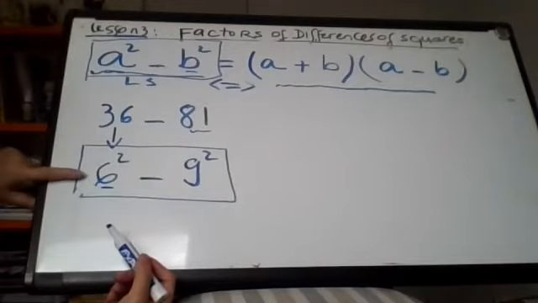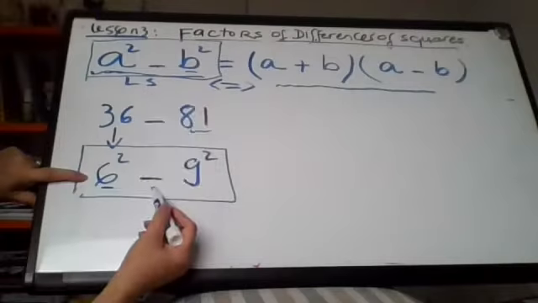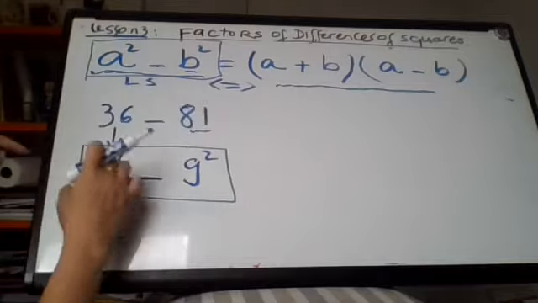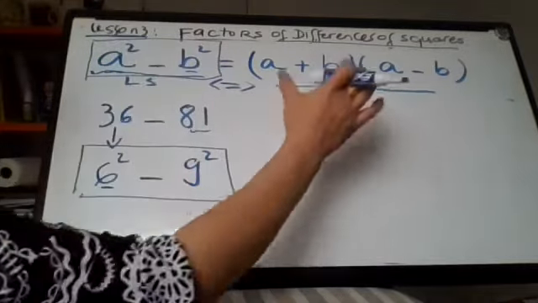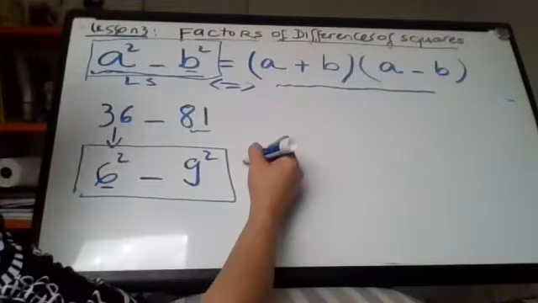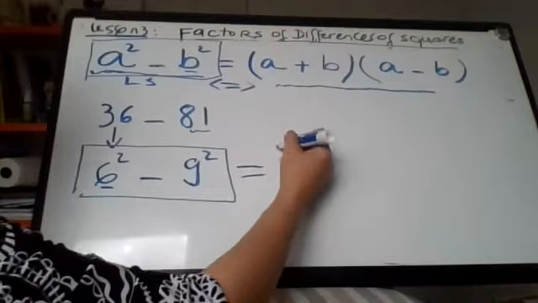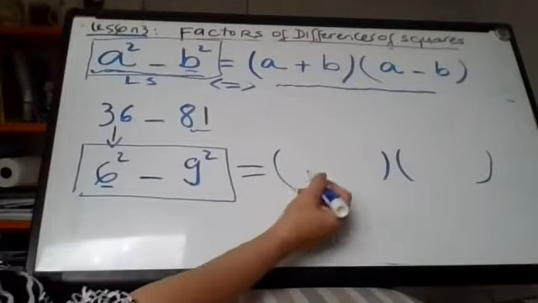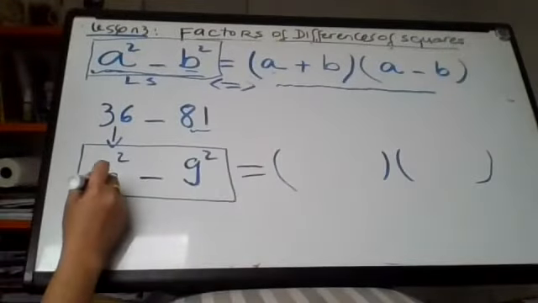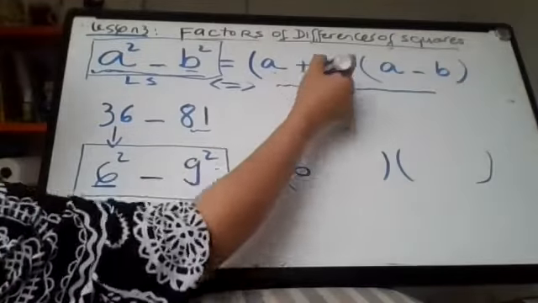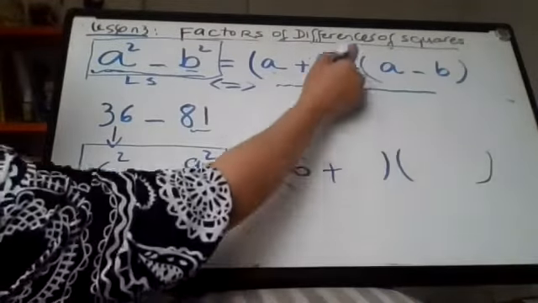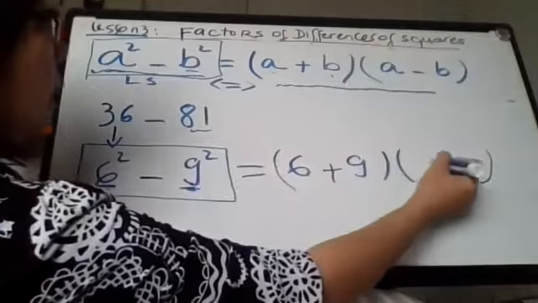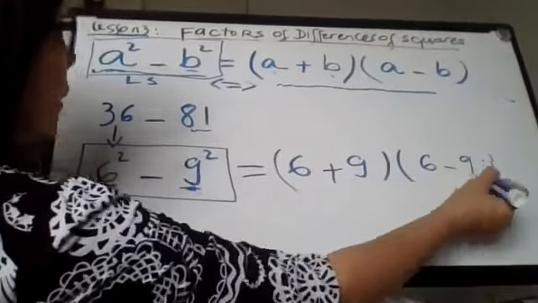So this is the same as the expression: a squared is 6 squared, minus b squared is 9 squared. I give these numbers back to the pattern of a squared minus b squared so that I can apply the formula. I break this expression into two brackets, multiplied together. My a is the number 6, I follow the plus sign, and my b is 9. So 6 plus 9, times a minus b, which is 6 minus 9.